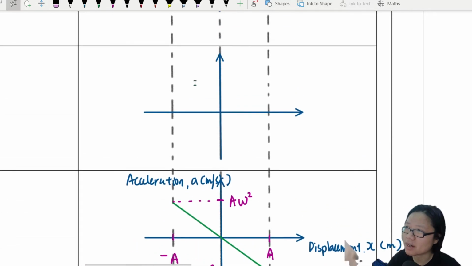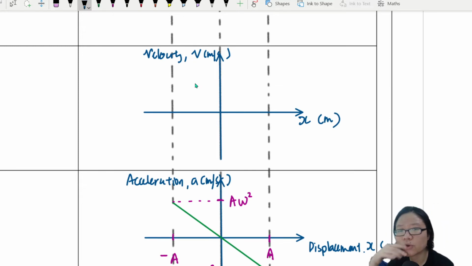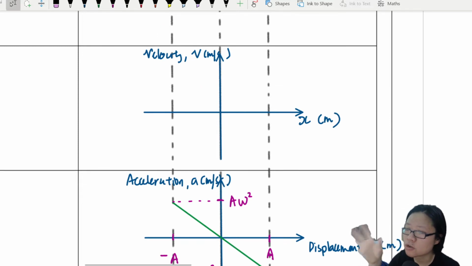Now what about the velocity? Velocity v against displacement x in meter. What do you think? Okay, so before we draw this graph, there are two ways to go about doing this.